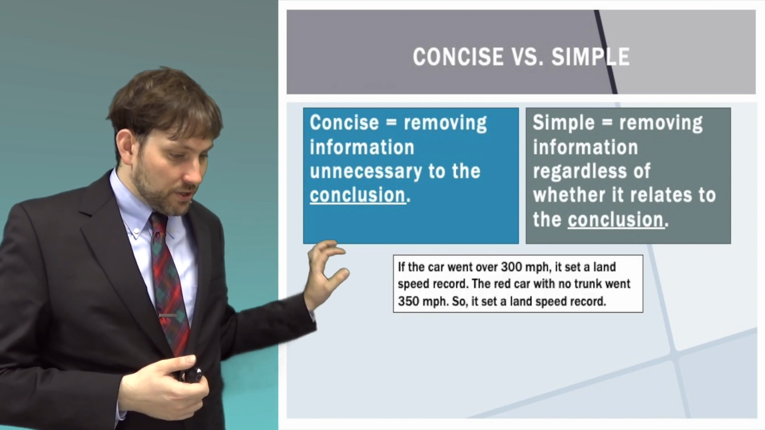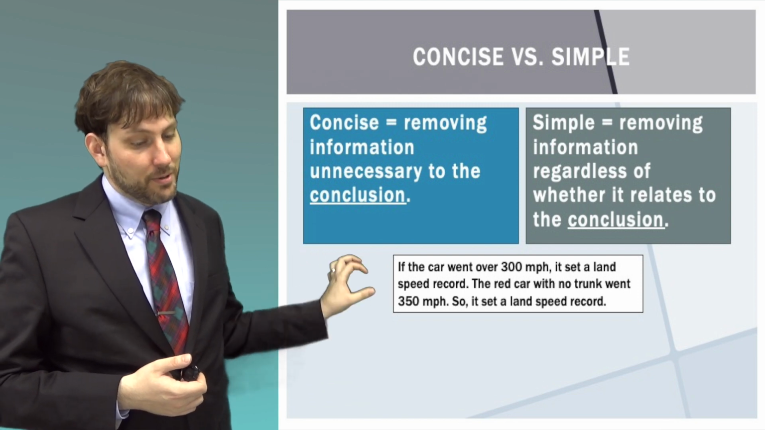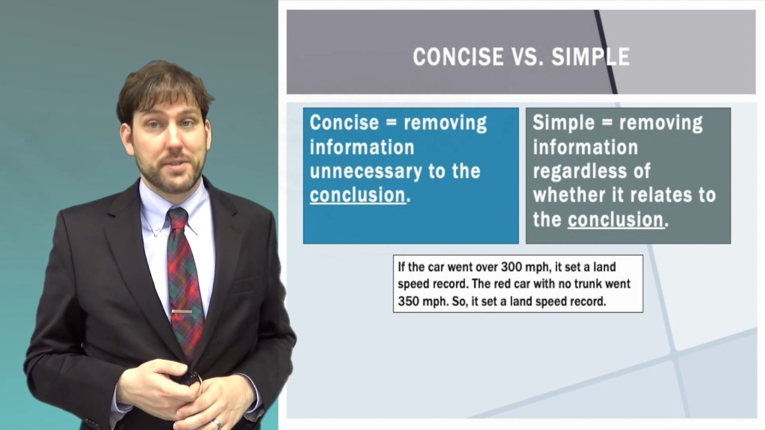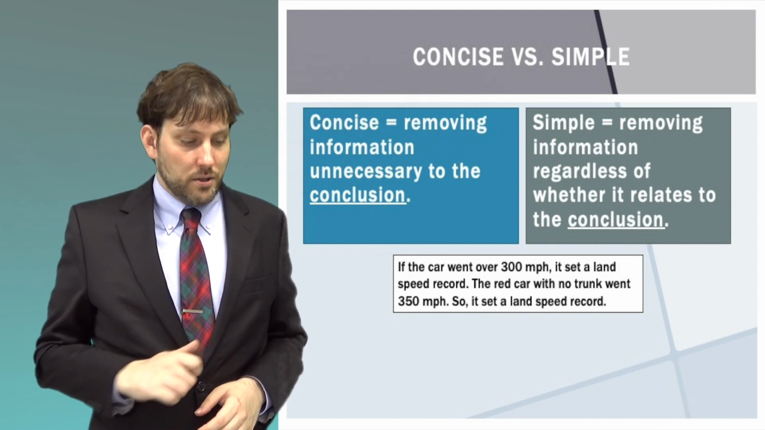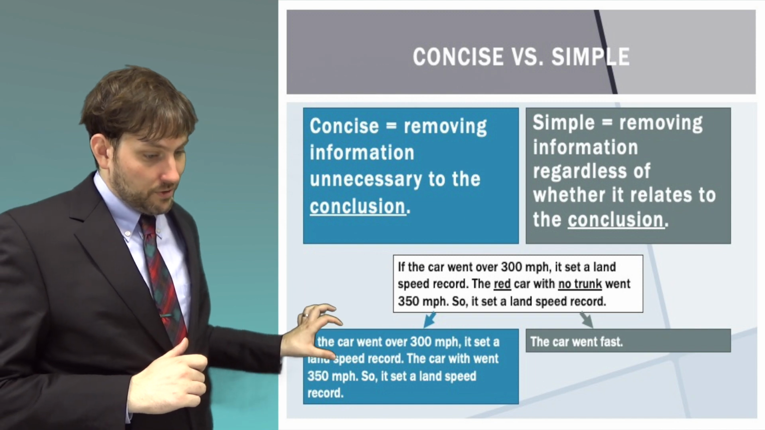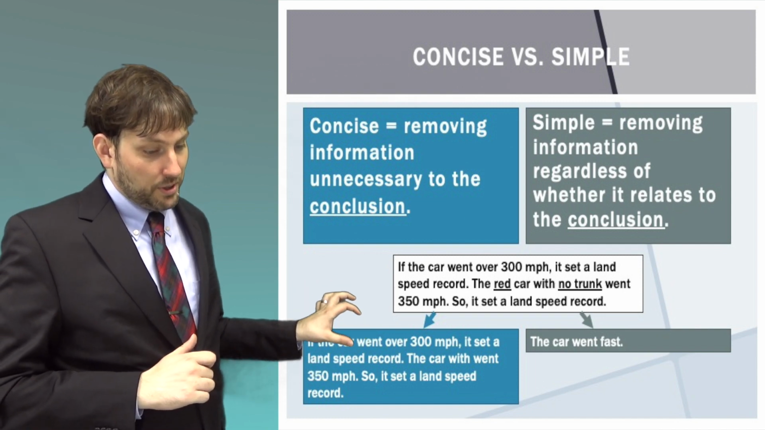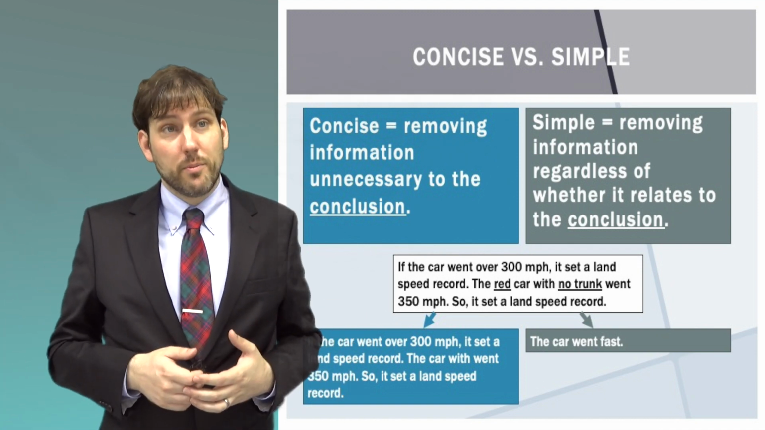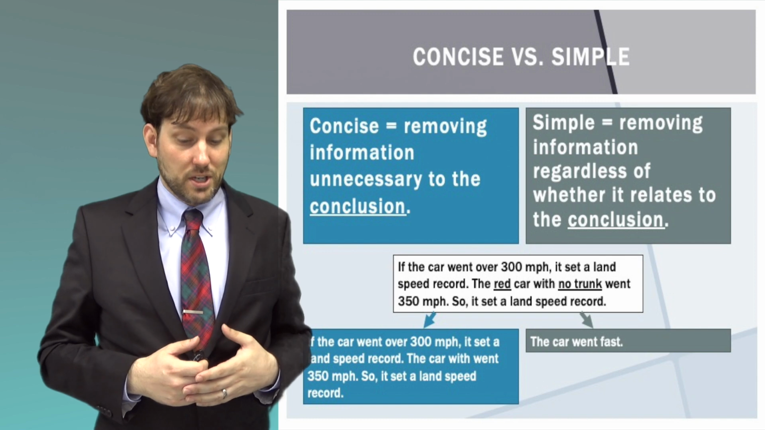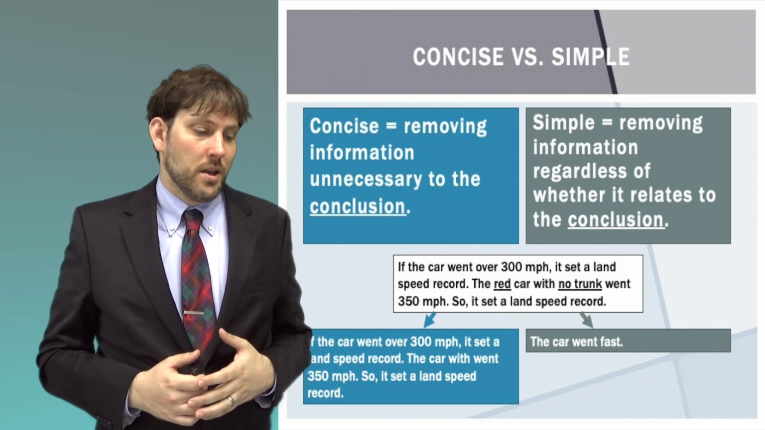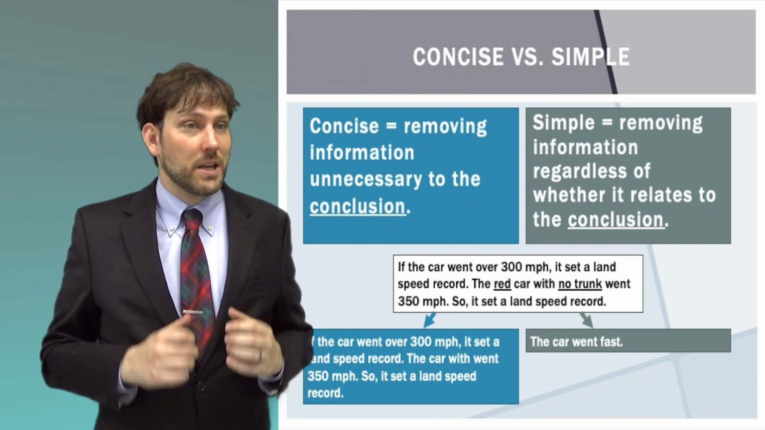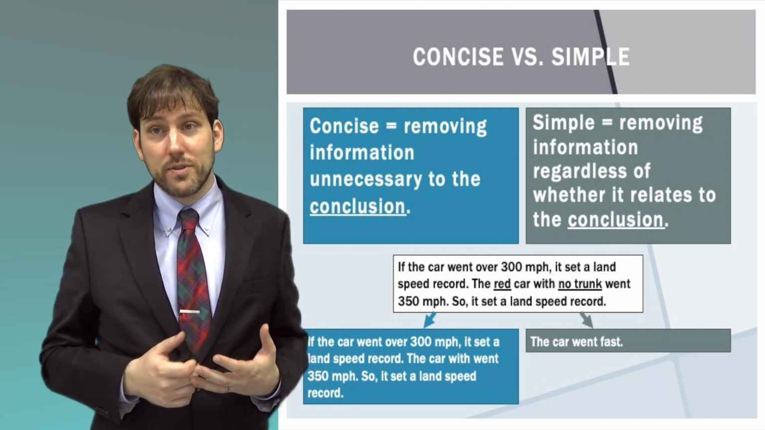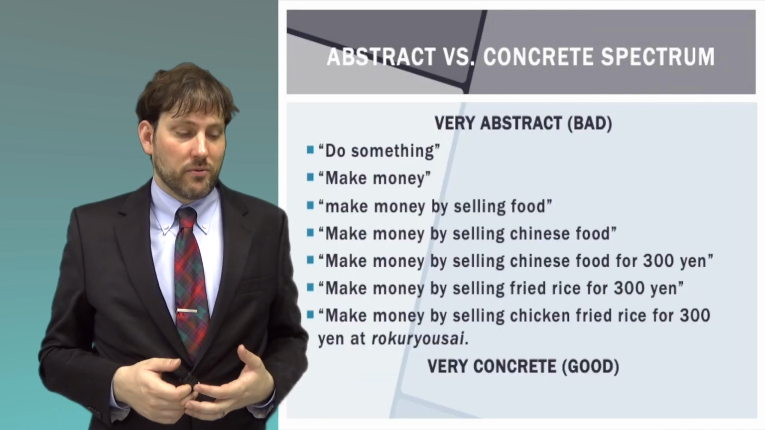If the car went over 300 miles per hour, it set a land speed record. The red car with no trunk went 350 miles an hour, so it set a land speed record. In the concise version, we're going to say if the car went over 300 miles an hour, it set a land speed record. The car went 350 miles an hour, so it set a land speed record. The simple version, we're going to remove things that we need. So we're just going to say something like the car went fast. So the key here is that concise does make things easier, but it does not remove information that we need. Simple removes information.